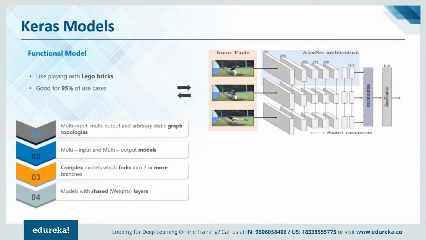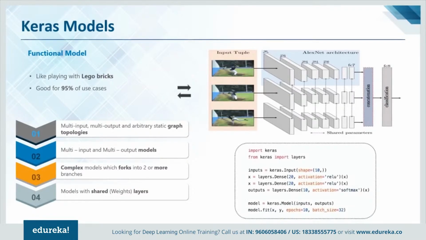I'm pretty sure most of us have played with Legos in our childhood. It's pretty much the same here as well. Well, the highlights of the functional model is that it supports multi-input, multi-output, and an arbitrary static graph topology. We have branches, so whenever we have a complex model, the model is forked into two or more branches based on the requirement, guys. The code which we have here is pretty much similar to the previous one, but with subtle changes. We first import the models, we work on its architecture, and lastly, we train the network.